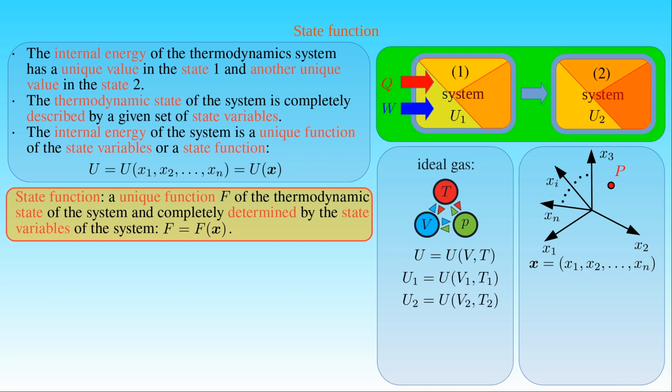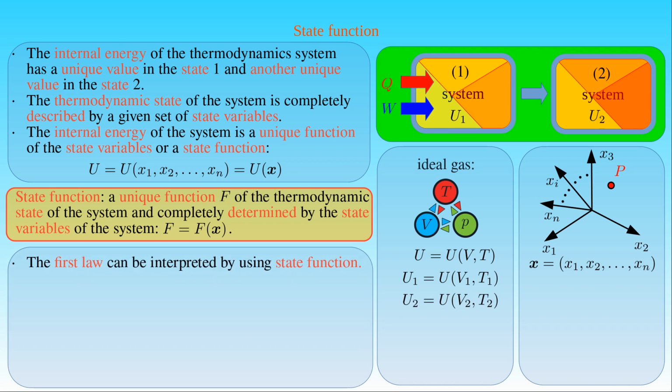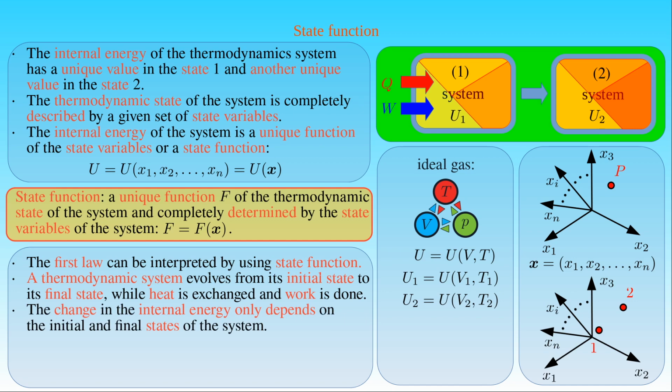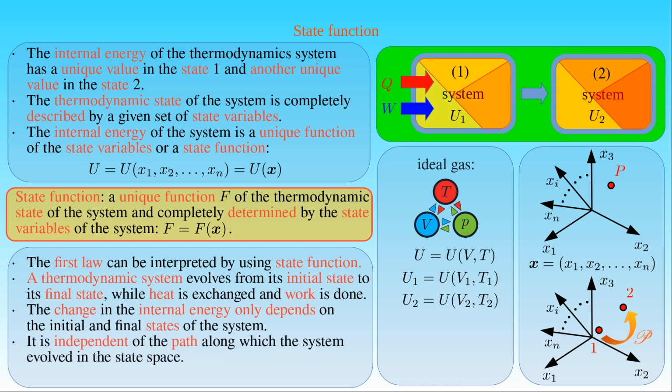As a result, the first law of thermodynamics can also be interpreted by using the concept of state function. If a thermodynamic system evolves from its initial state 1 to its final state 2, while it exchanges the heat Q with its surroundings and the work W is done by or on the system, we can state the following. The change in its internal energy U, which is the sum of the heat Q and the work W, only depends on the initial and the final states of the system, and is independent of the path along which the system evolved from the state 1 to the state 2 in the state space.